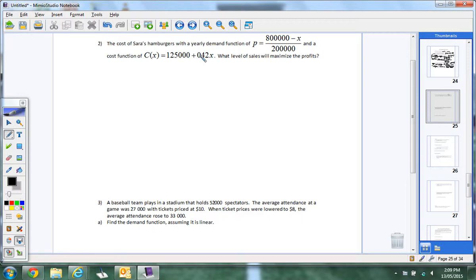What level of sales will maximize the profit? So now we're trying to find the max here. We're trying to maximize profit. So also when you're thinking about min and max, we still think derivative, but we need the profit. We don't have a profit equation, so how do we get a profit equation?